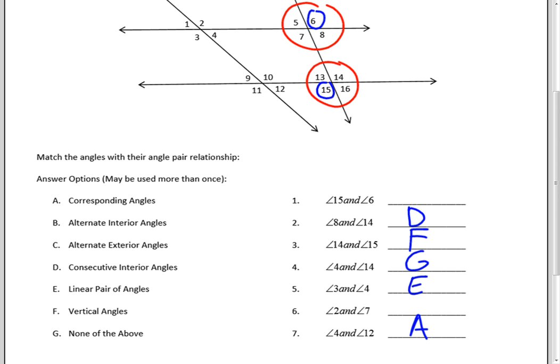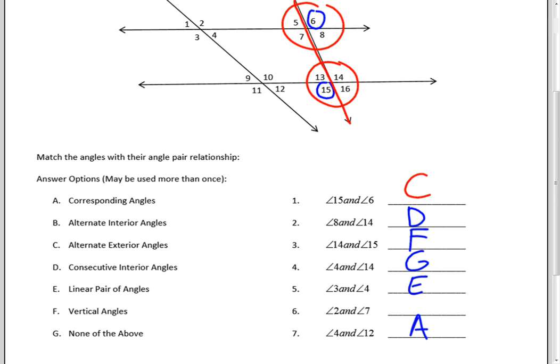Where are those angles? If this is the transversal, would you classify those angles as interior or exterior? Exterior. And they're on opposite sides. What should I put in for number 1? Alternate exterior.